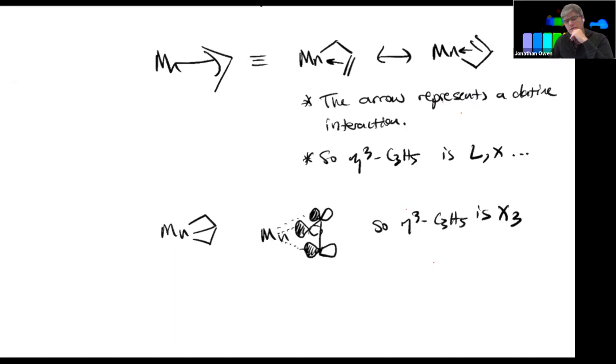So it's often the case when you have an eta 3 type thing or eta 5 that all the connections are equal, but not always. And in this allyl case, for example, not all 3 carbons make the same kind of connection to the metal center.